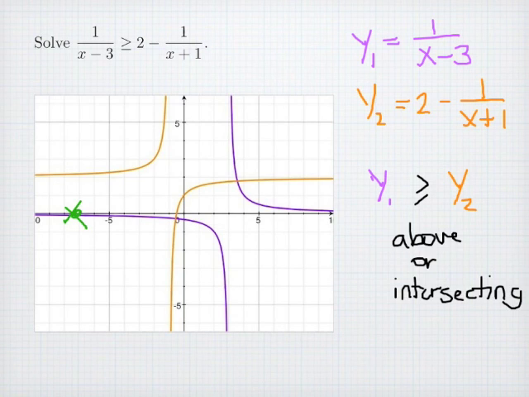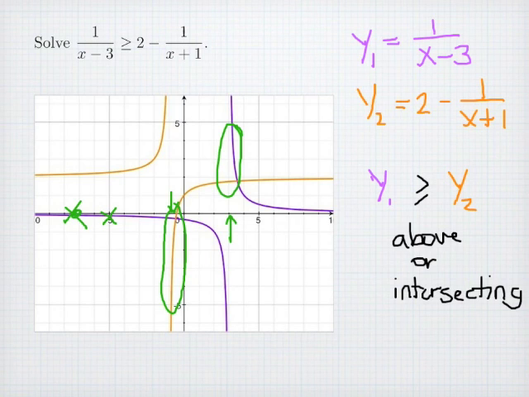However, at a point close to -1, I can see that the purple graph is actually above the orange graph, and that point would be in the solution set. As I go across the x-axis, each point I could basically say it's in or it's not, and only a few points make it look like y1 is actually greater than or equal to y2.